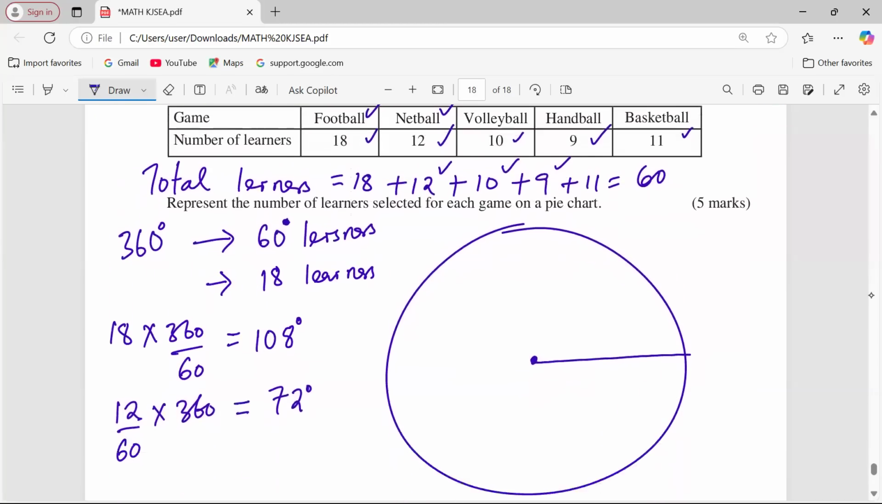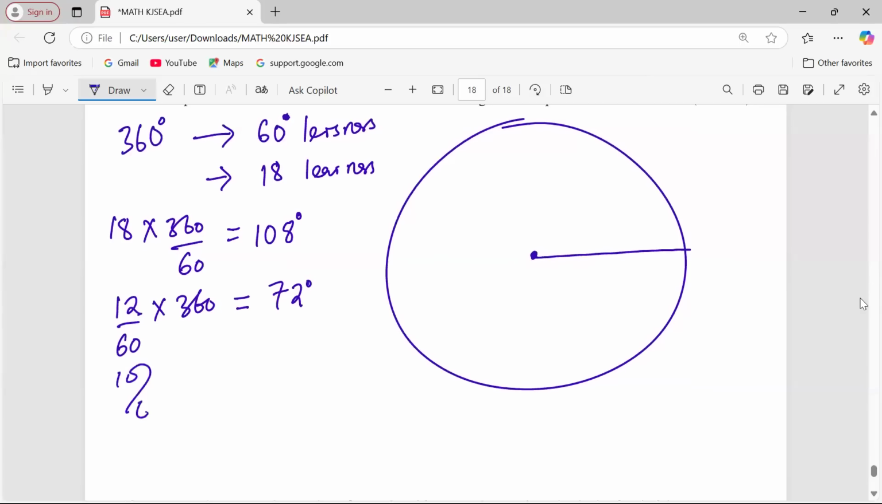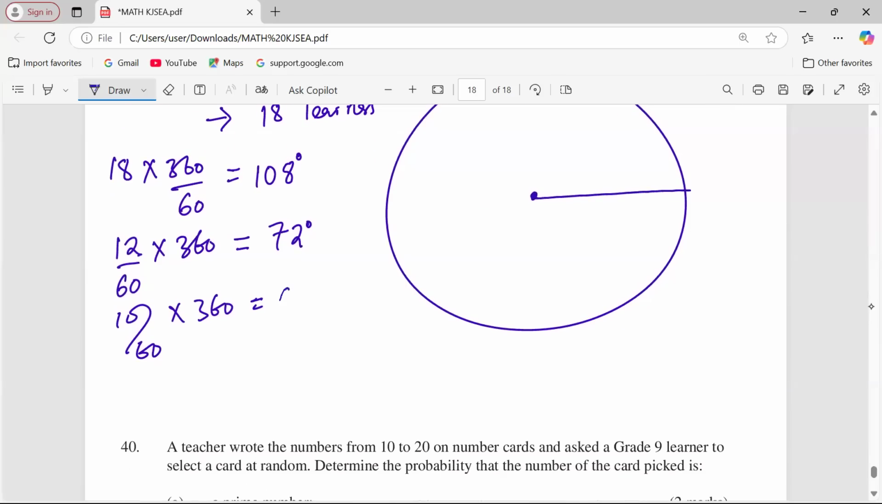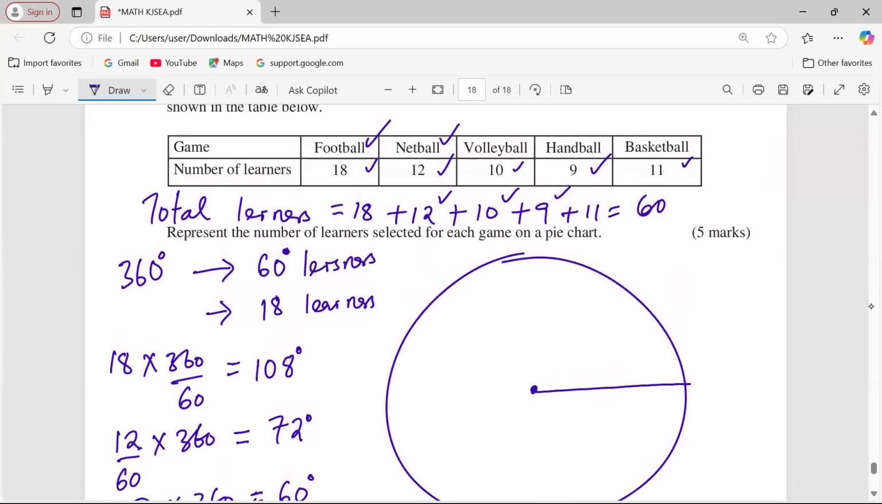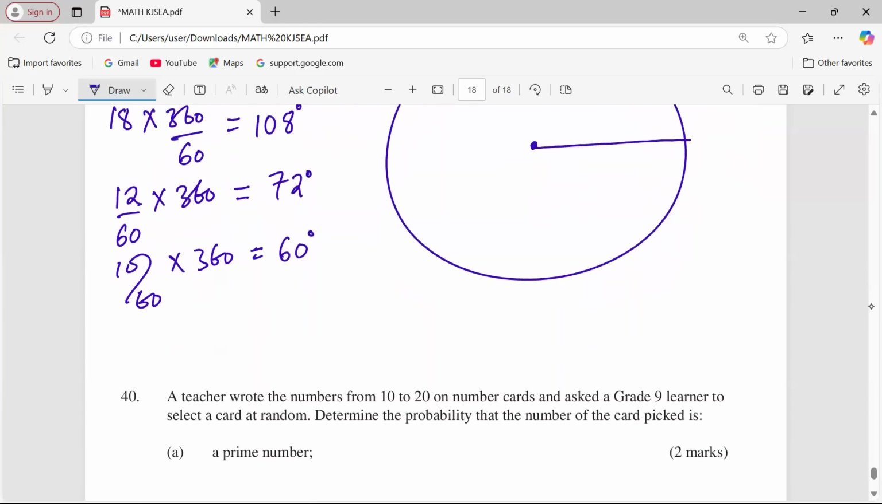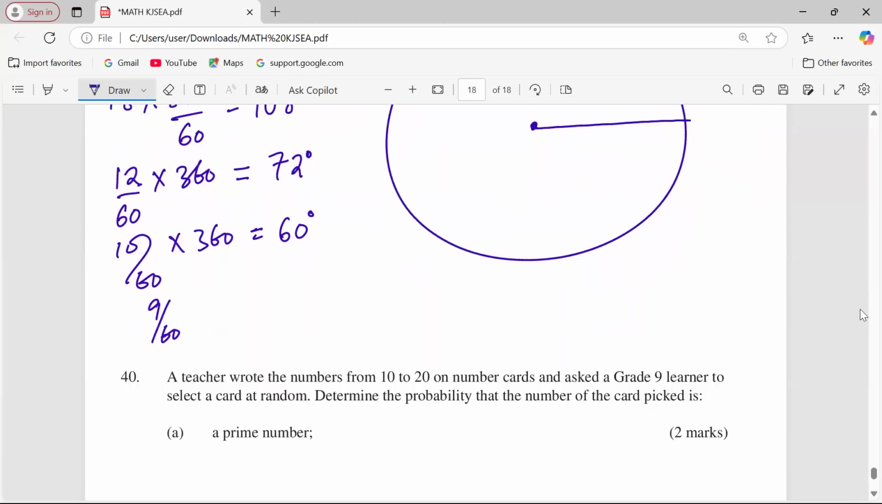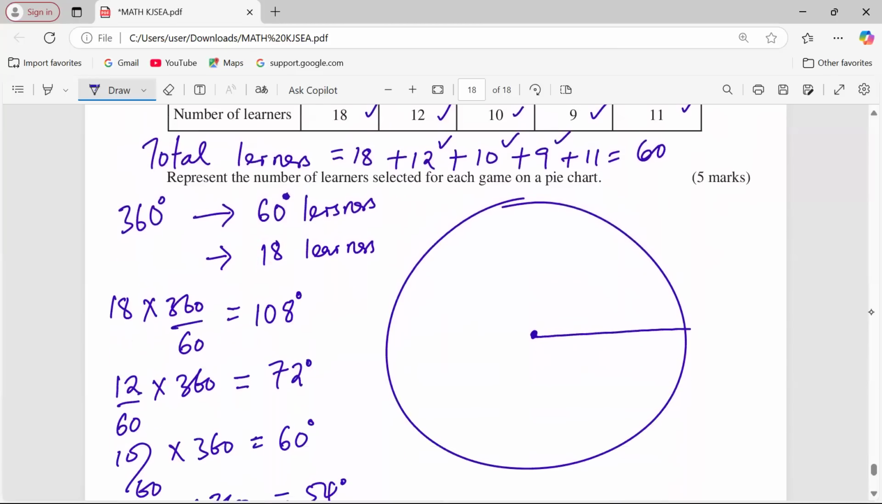The other one shall be 10 learners over 60. What is the fraction represented here? This is going to be exactly 60 degrees. 60 degrees is for volleyball. The 9 over 60 learners multiplied by 360 is going to be an angle of exactly 54 degrees. So 54 degrees will represent handball.